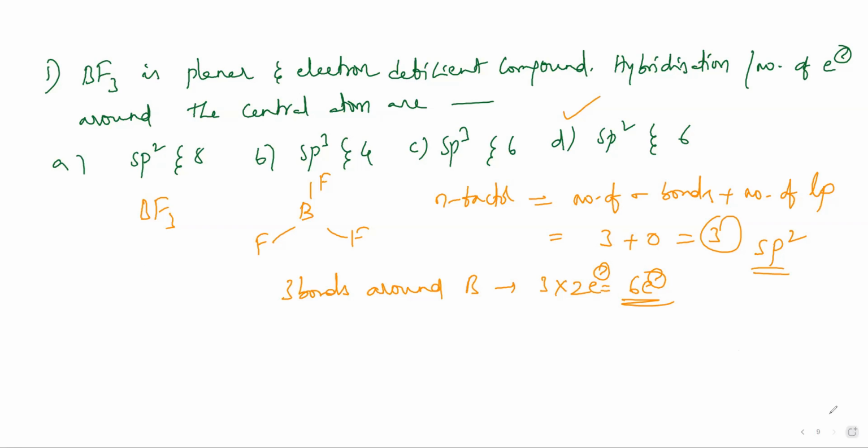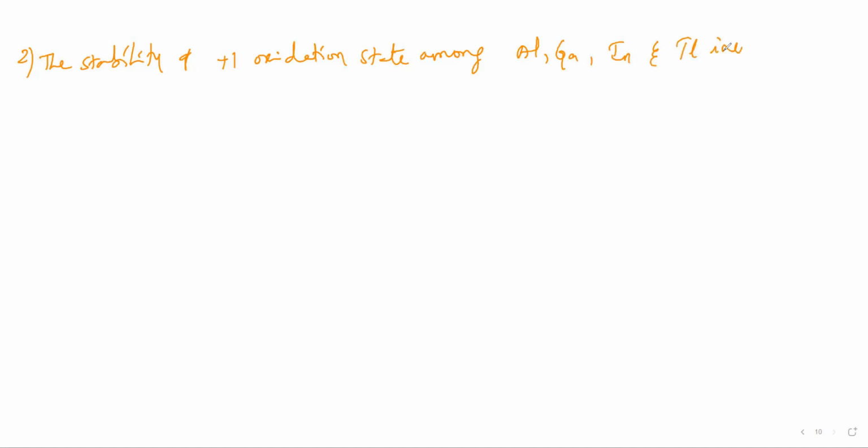We'll move to the next question. The stability of the +1 oxidation state among aluminum, gallium, indium, and thallium increases in the order: aluminum less than gallium less than indium less than thallium. This is the first option.